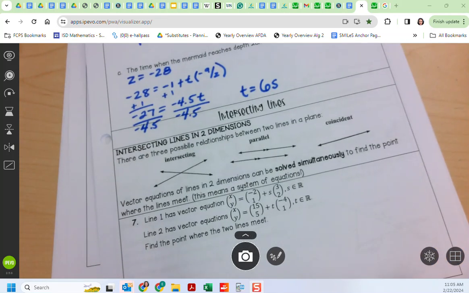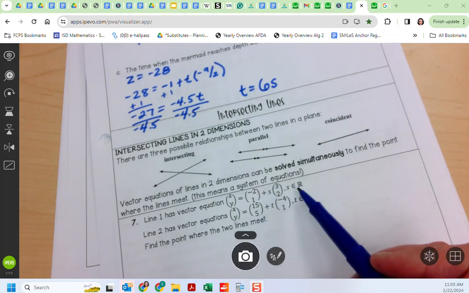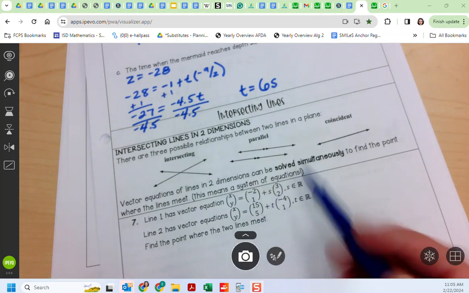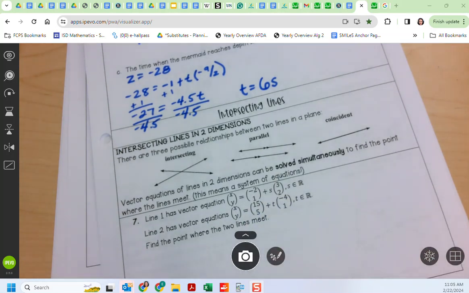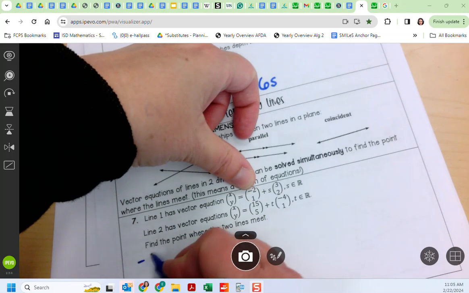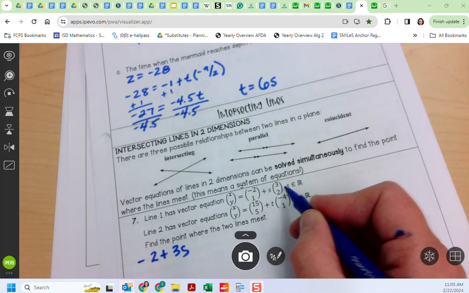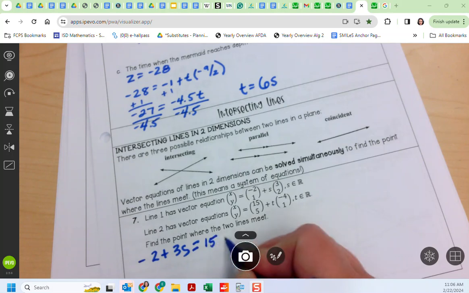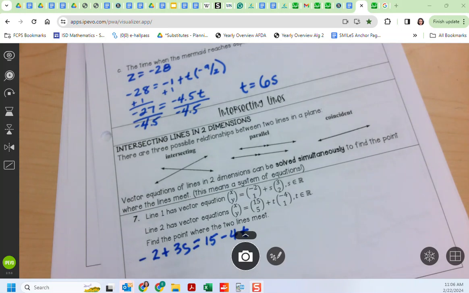So what we do is we write two equations. We want to know where they meet. So we write an equation about the x's being the same and an equation about the y's being the same. So for the x's, I could say negative 2 plus 3s, right? Negative 2 plus 3s. And I want to know when it has the same x as the other equation, so that would be 15 minus 4t. So I want to know when the x's are going to be the same, and then I also want to know when the y's are going to be the same.